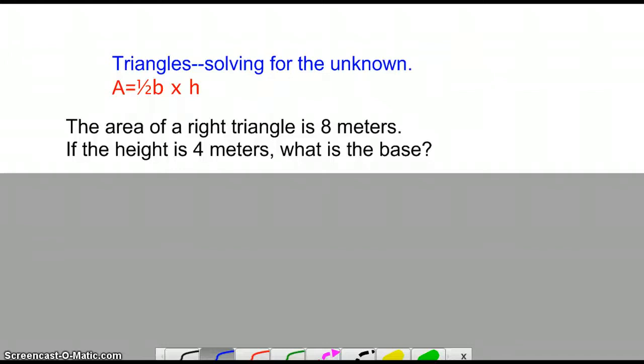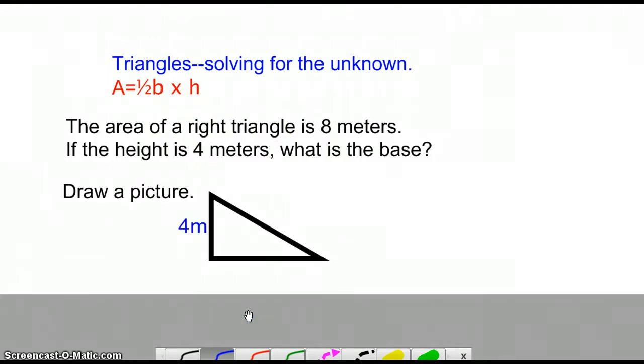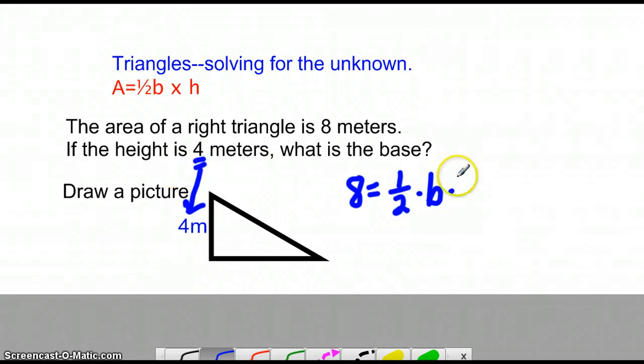So here we can do the substitution like I had done before. This time, let's draw a picture and work with the picture. So here we're saying that the area is going to be 8. We said that the height is 4. So now we're saying that 1/2 of the base times the height is 4.